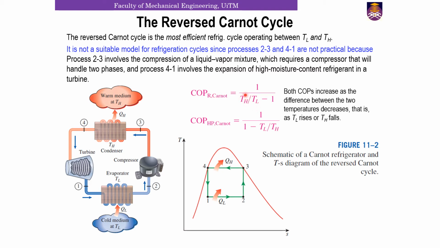Now TH is the temperature at this region, TL is the temperature at this region, and both temperatures must be in Kelvin. If you use degrees Celsius, then you will get a wrong value for COP. Now both COPs increase as the difference between the two temperatures decreases, that is, as TL rises, TH will fall. Right, so this is another important thing that you need to remember.